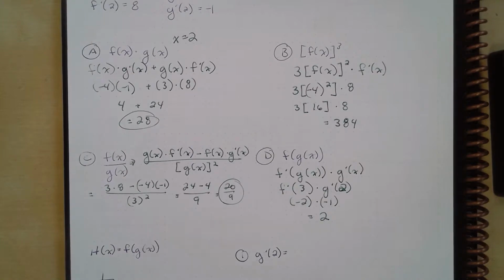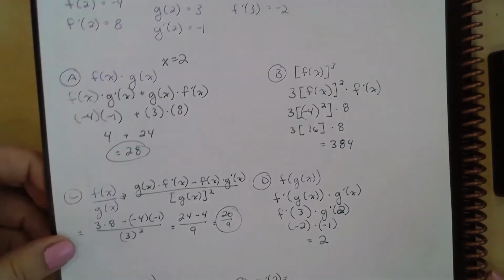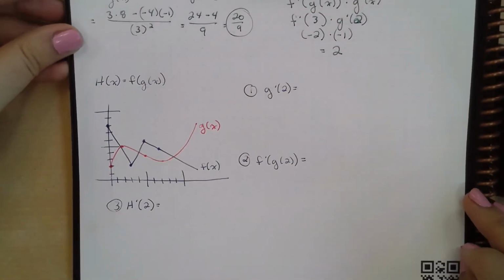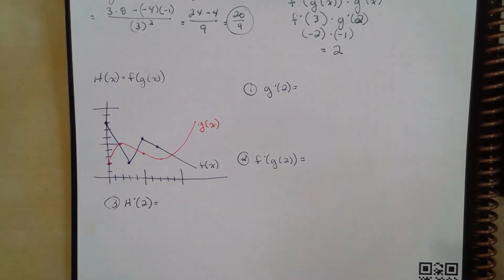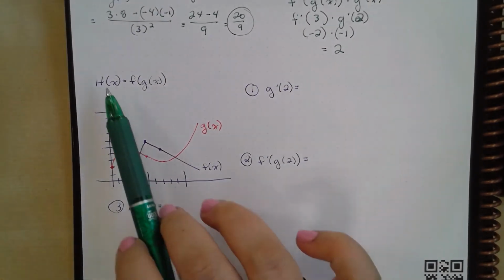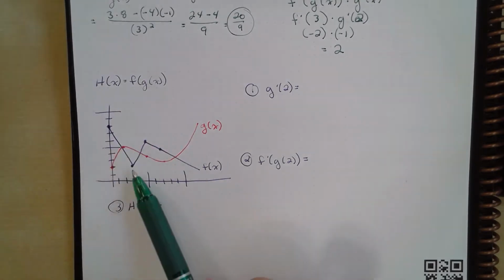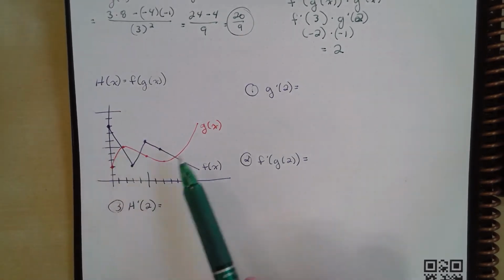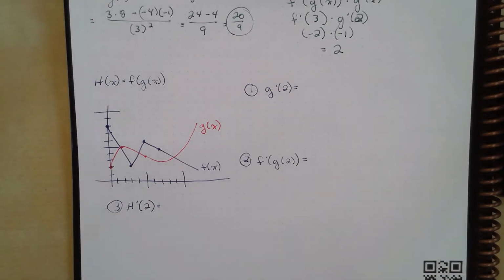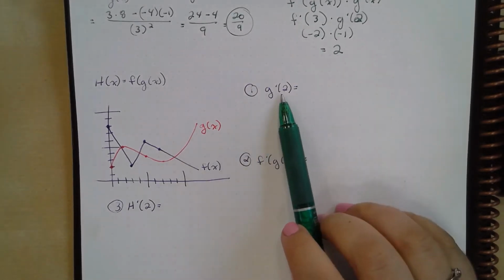Good? All right, so now we also might sometimes have to find our derivative just from a graph. Here we're given a graph of h of x, where h of x is equal to f of g of x. It looks like our purple line is f of x and the red line is g of x. Let's try to find some of our derivatives here. We're asked to find g prime of 2.